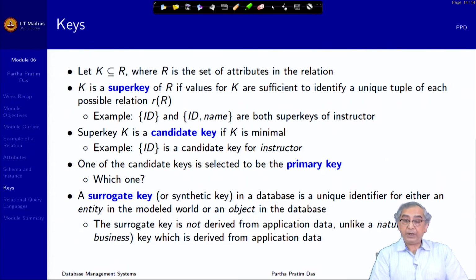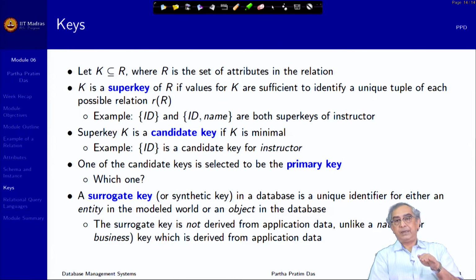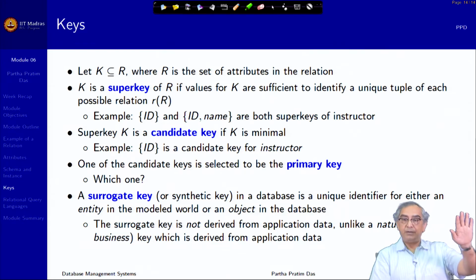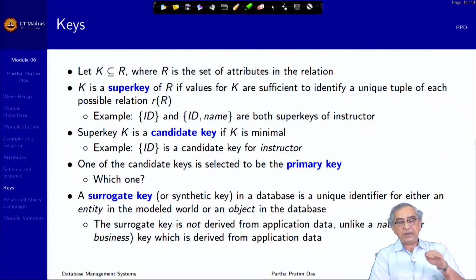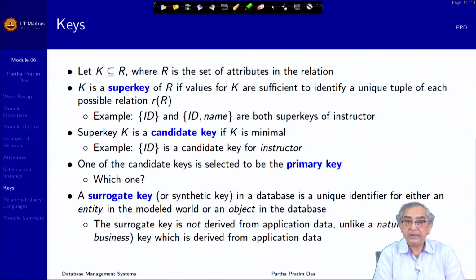So, we say that a super key is a candidate key if k is minimal. What is minimality? Minimality means that k is a super key and no subset of k is a super key. Then we will say it is a minimal set, or it is a candidate key.